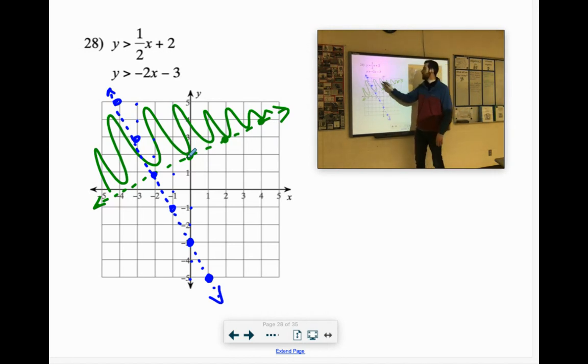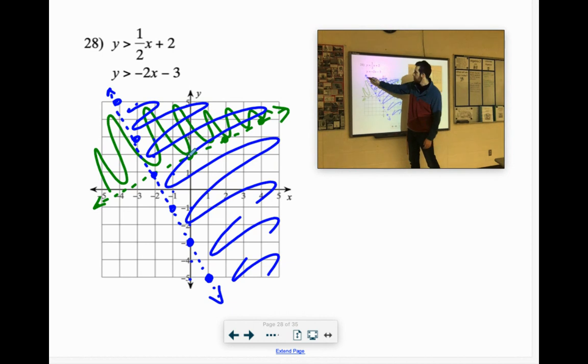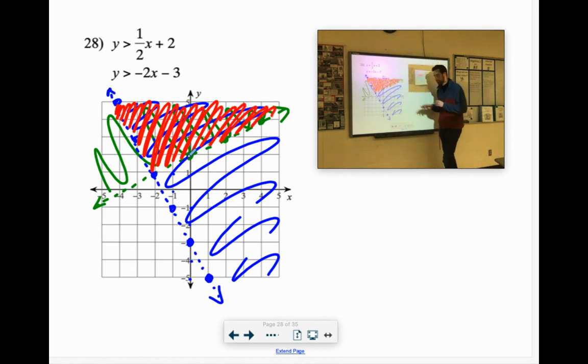So we're shading above this line. That would be all this stuff. So the only spot where they overlap each other is this top middle section here. So that would be where you shade really dark. All of those are solutions. And that goes on forever.